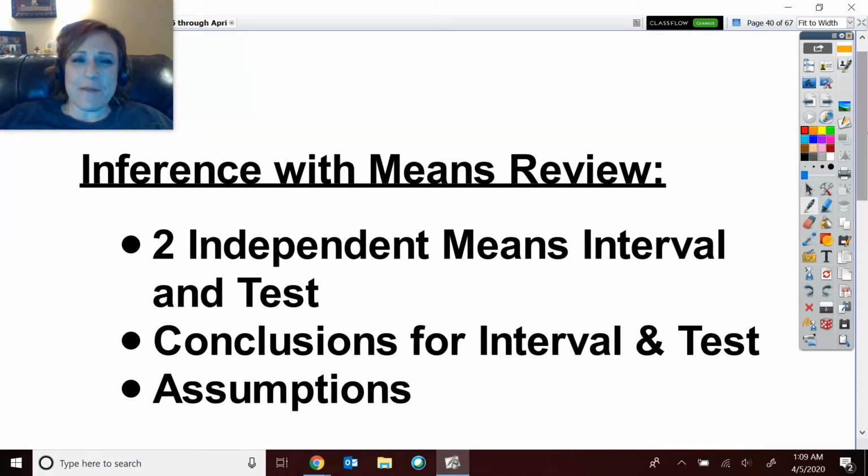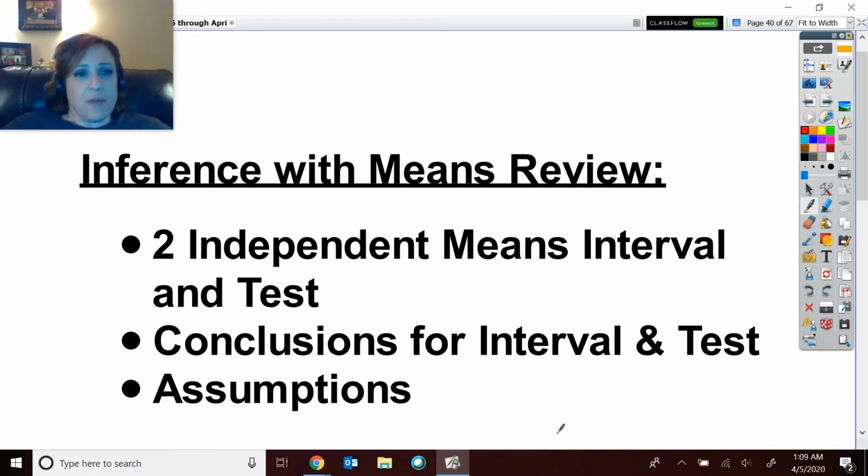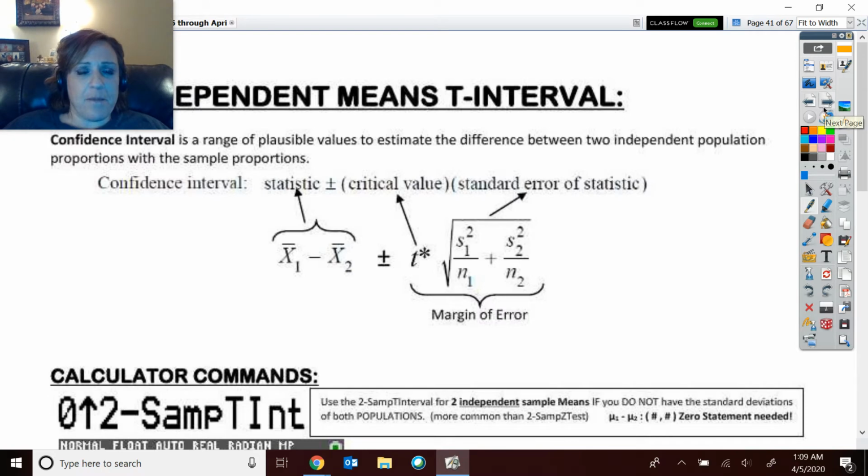Hi, we're going to go ahead and move on to our next inference video. So what we have is inference with means, video number 2, our review. This one's going to be on 2 independent means, the intervals and tests. Okay, so 2 totally separate groups where we would have 2 means written. We'll talk about their conclusions and their assumptions. All right, so let's take a look at that.